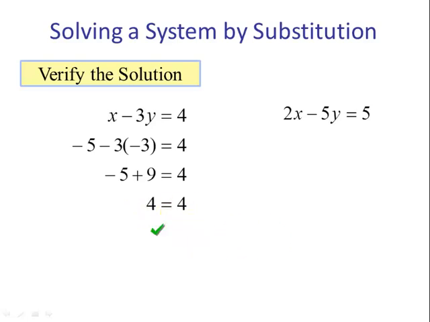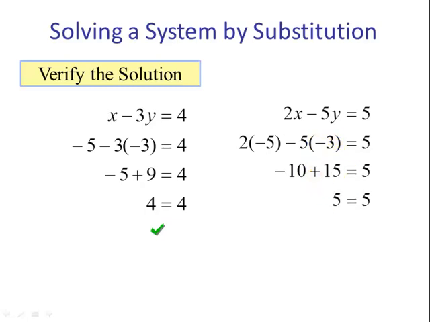It's checked. Second equation. Now we have 2 times negative 5 minus 5 times negative 3. And that should equal 5. We have to multiply first, so this becomes negative 10. Negative 5 times a negative 3 is positive 15. And we have 5 equals 5. The left hand side equals the right hand side, so it's checked. So we have verified the solution.